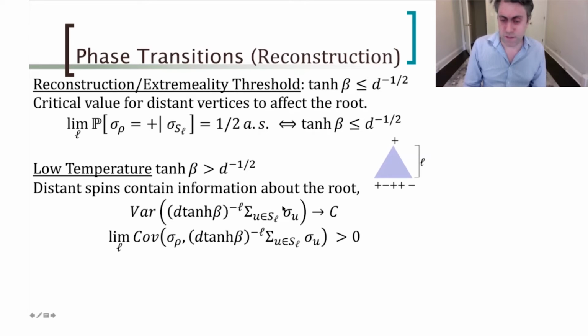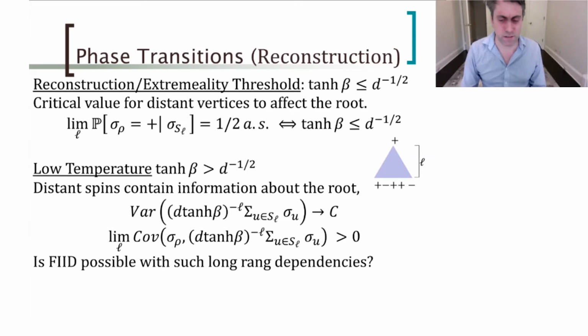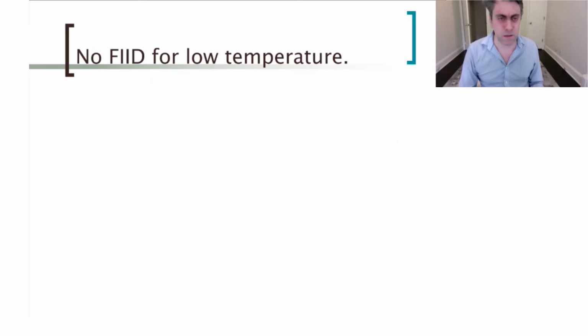So if we took that sum and normalized it appropriately so that its variance converges to a constant, that normalized sum would have a non-trivial correlation with the root spin. Okay, and so we'll use this in order to show that there's no factor of IID, that these long range dependencies are not compatible with there being a factor of IID. Okay, and the proof is by contradiction.